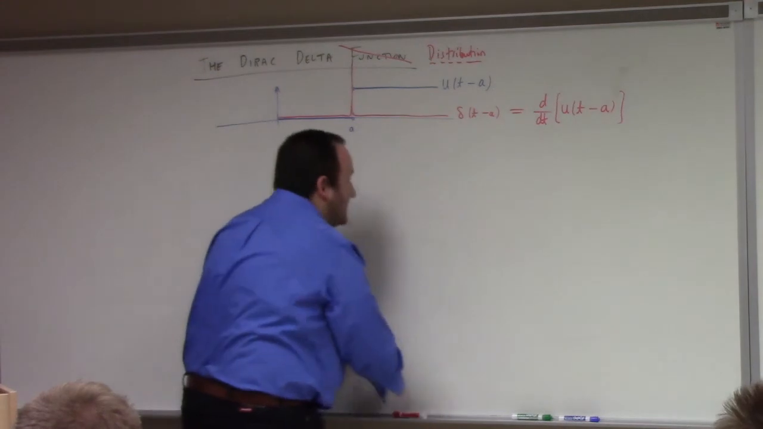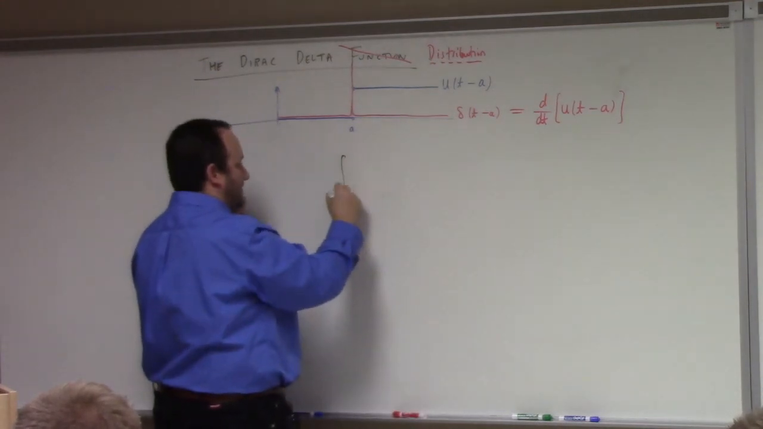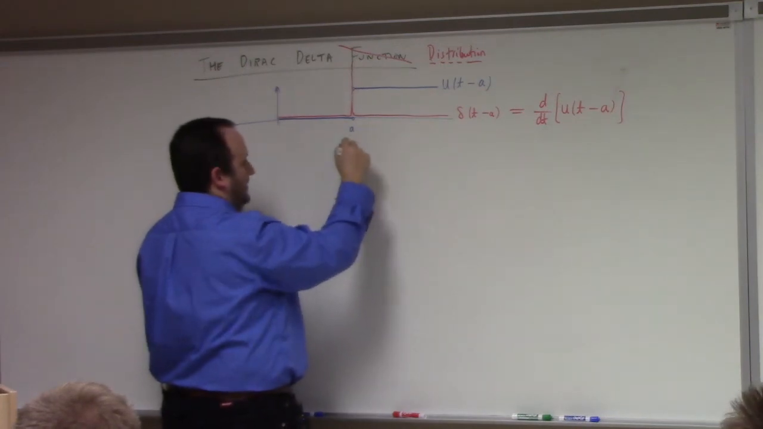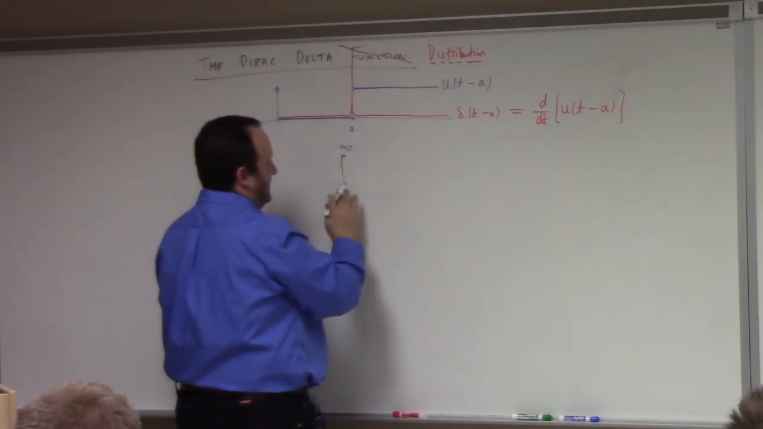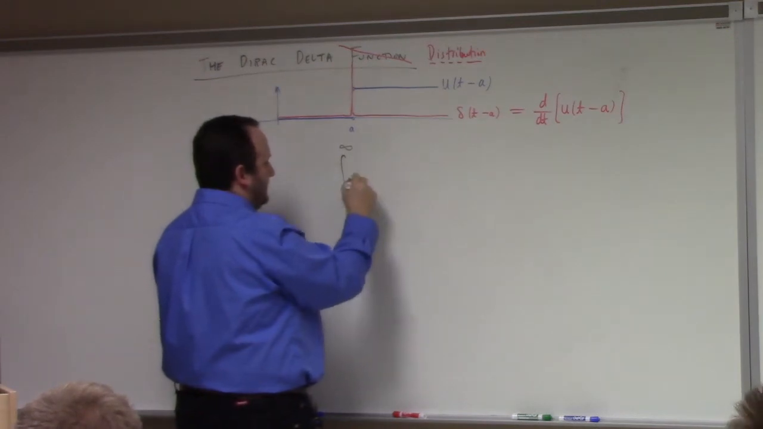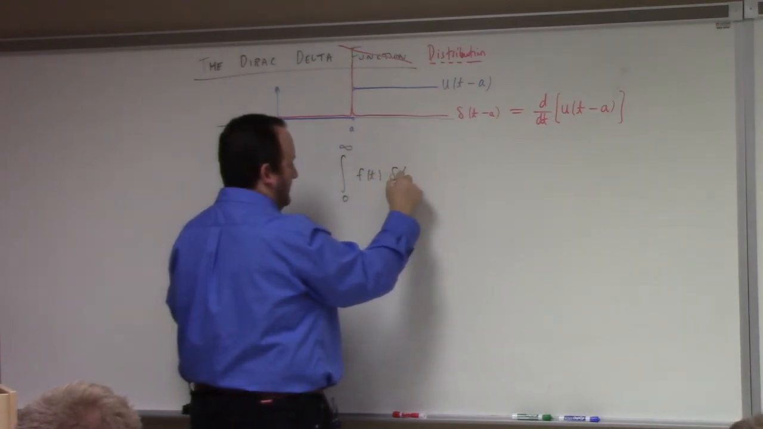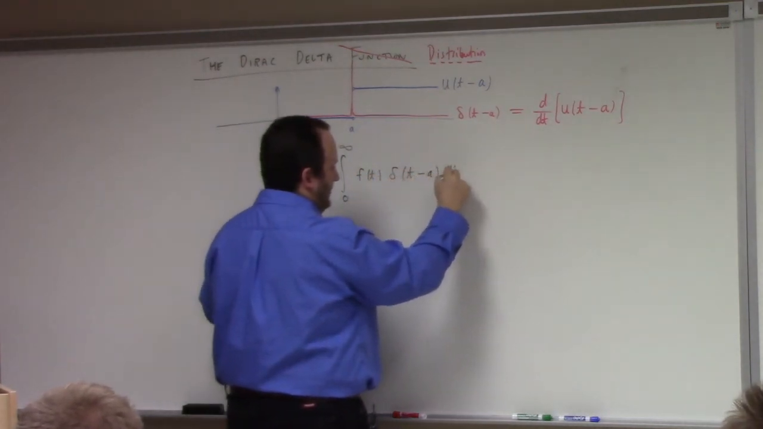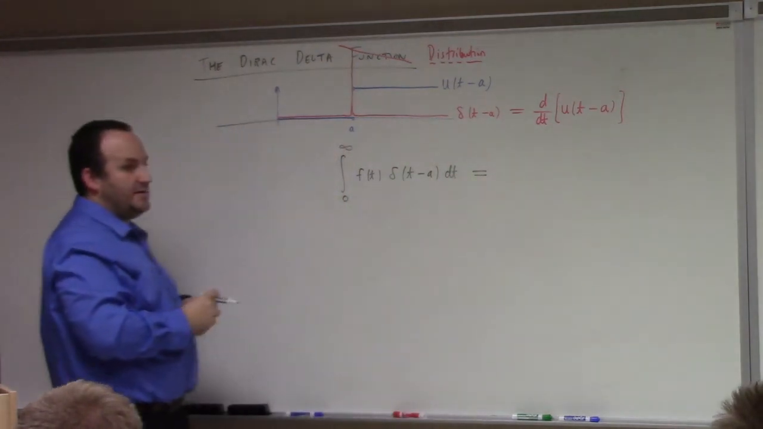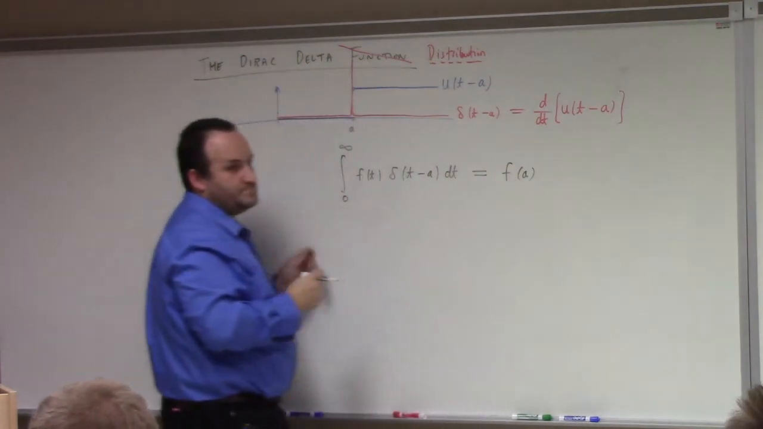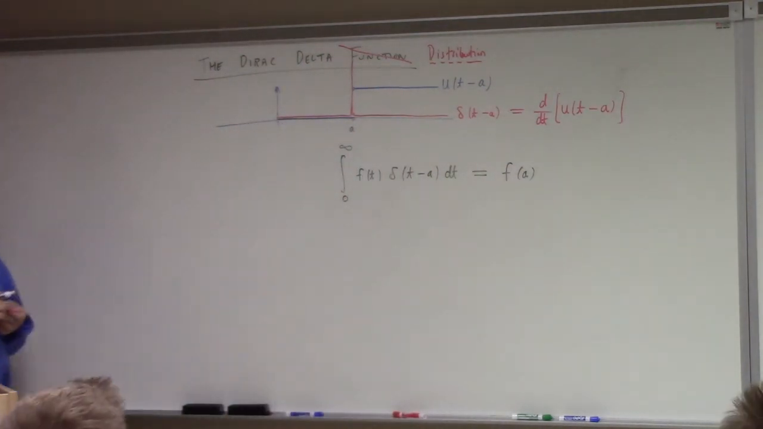So the definition, essentially, of the Dirac delta function is this. If we integrate from, say, minus infinity to infinity, well, I guess for us, I should just integrate from 0 to infinity of f of t times delta of, say, t minus a dt. Well, by definition, essentially, this gives us f of a.